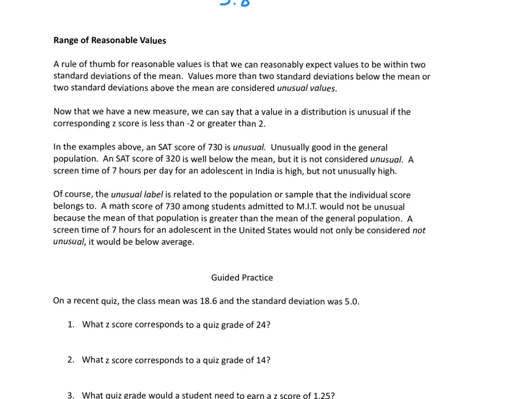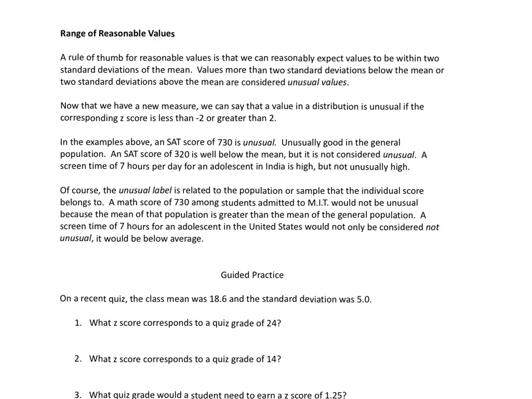We talked about this a little bit in class. The range of reasonable values for any normal distribution is within 2 standard deviations of the mean. So if you think about the normal curve, go 2 standard deviations above, 2 standard deviations below. Anything within that range is reasonable. Anything outside that range is considered unusual.